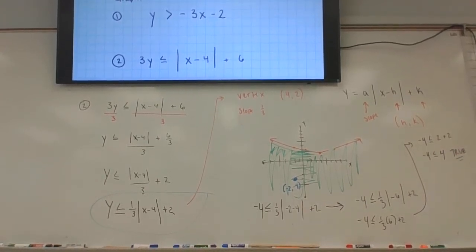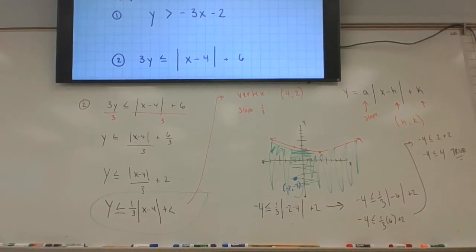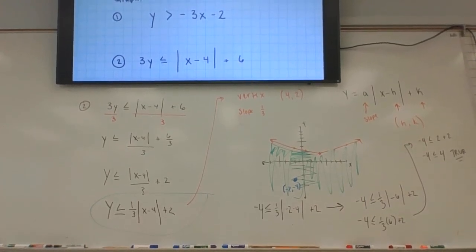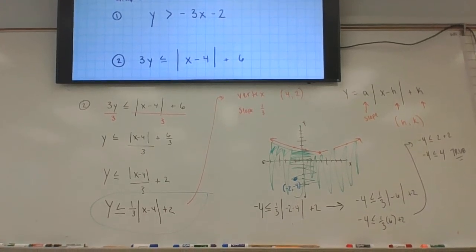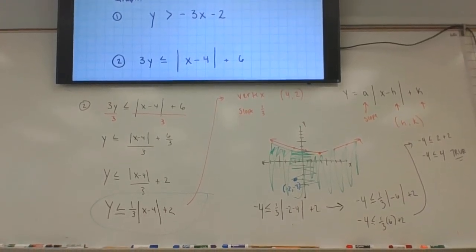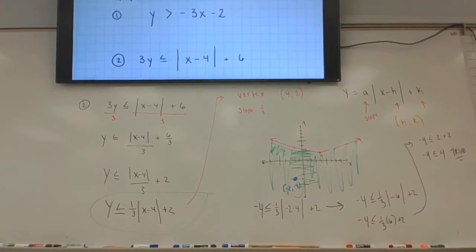So anybody could have said any point in the green region and it'll come out true. Any point in the white region will come out false. I don't feel like doing all that math. You can look at it and understand it.